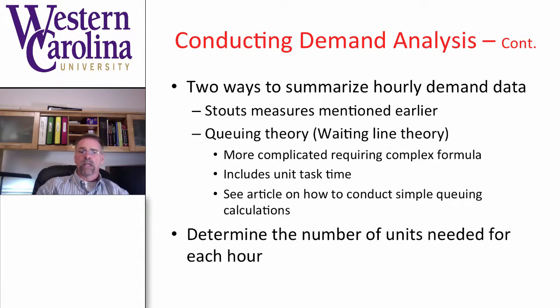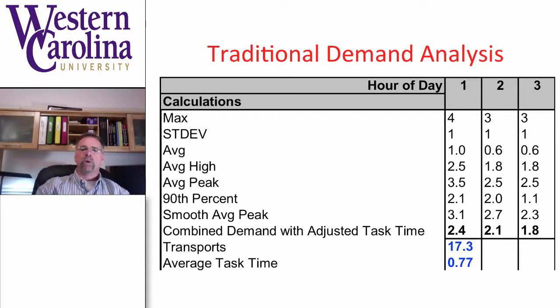And then something called queuing theory or waiting line theory, which is what we'll look at next week, which requires more complicated, complex formulas to actually evaluate it. But the benefit of queuing theory is that it includes the unit task time. And we'll see next week why that's so important. Now from this analysis, we determine the number of units that are needed for each hour of the week. And we end up with a summary chart. Here's the summary chart that you saw at the bottom, just a little larger so that you can see it. Now, again, this average task time is actually usually not included. We usually make the assumption that it's 1 hour, and you see here that it's actually less than 1 hour. So we'll talk about why that's important.